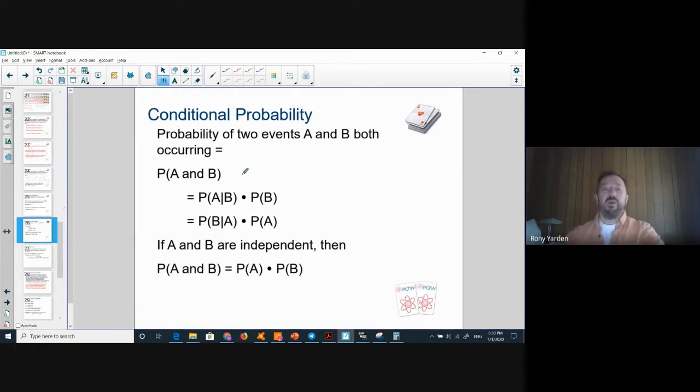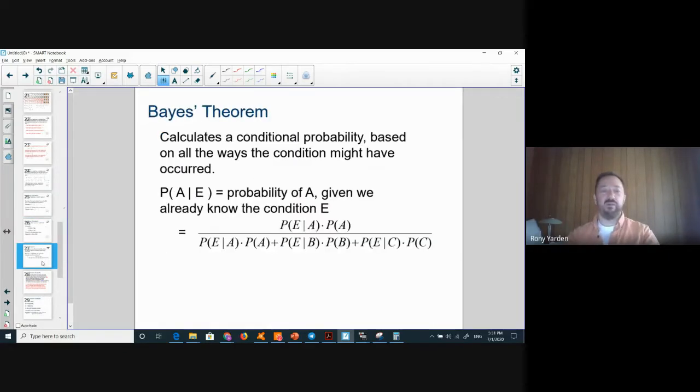Okay, so the probability for 2 events, A and B both occurring, will be the probability of event A knowing that B happens times the probability of event B. Or event B knowing that A happens times the probability of event A. And again, if they're independent, then it's just what we learned before. But if they're not independent, you have to use this equation. We'll see some examples later.